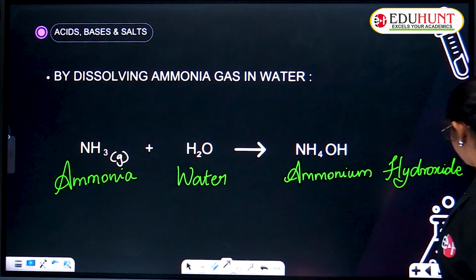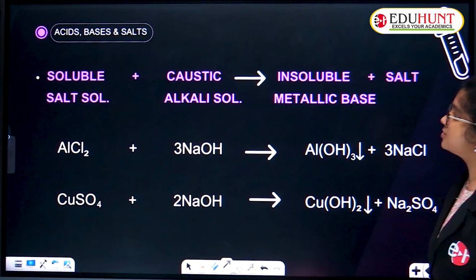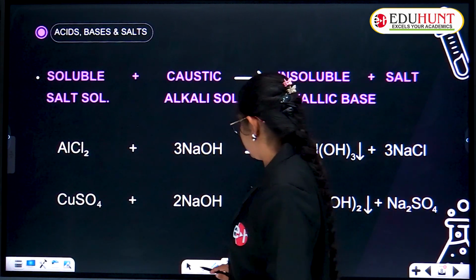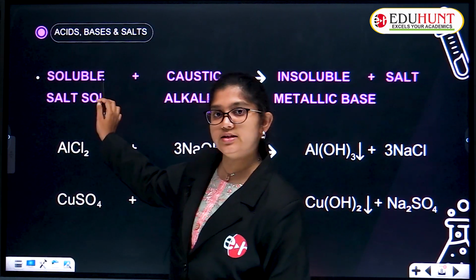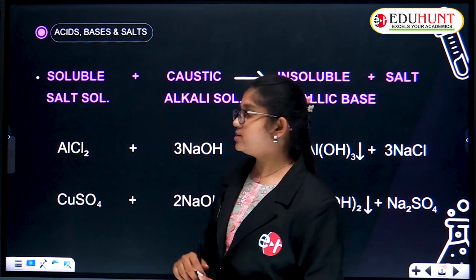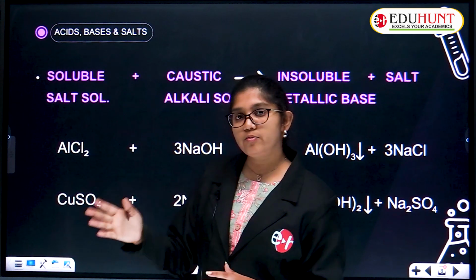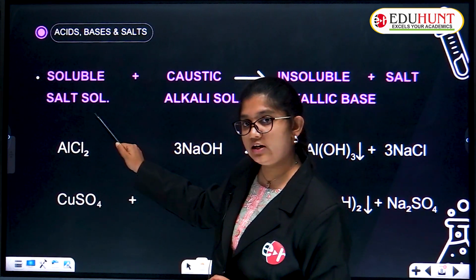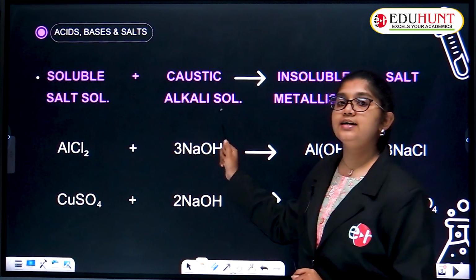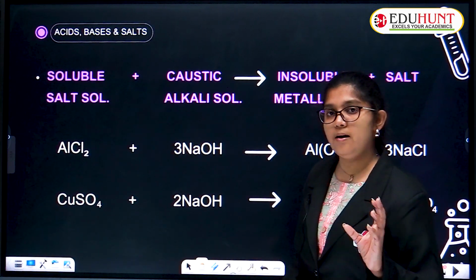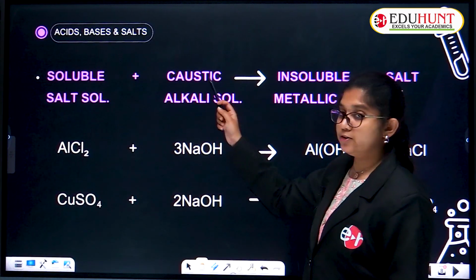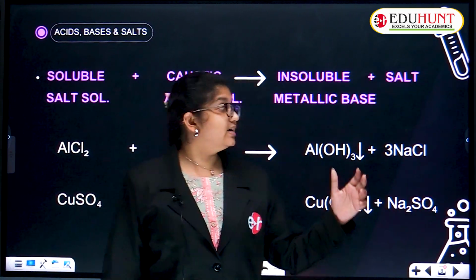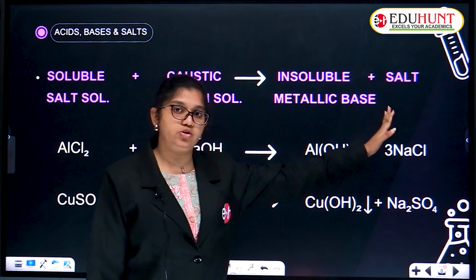Okay. So next one is the fifth general method. Taking soluble salt solution. Soluble means dissolving, like curry powder dissolving. Taking soluble salt solution, and for that we are adding caustic alkali solution. Alkali in the sense it is a soluble base. If we add these two on the reactant side, what do we get as products? We get an insoluble metallic base and water.